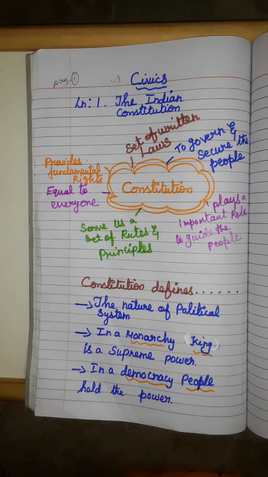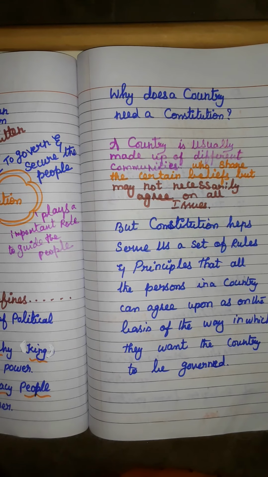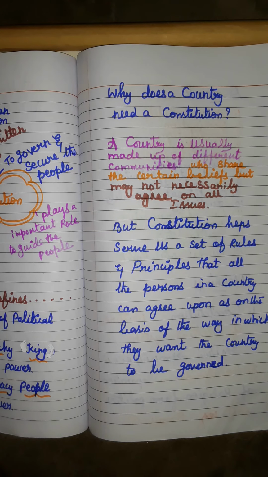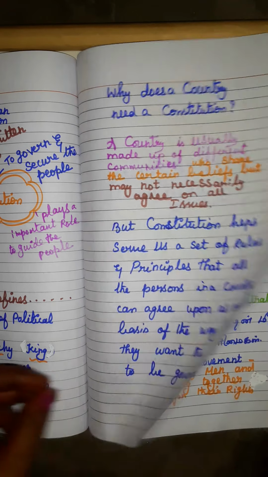The next chapter is why does a country need a constitution? A country is usually made up of different communities who share certain beliefs but may not necessarily agree on all issues. But the constitution helps serve as a set of rules and principles that all the persons in a country can agree upon as the basis of the way in which they want a country to be governed.